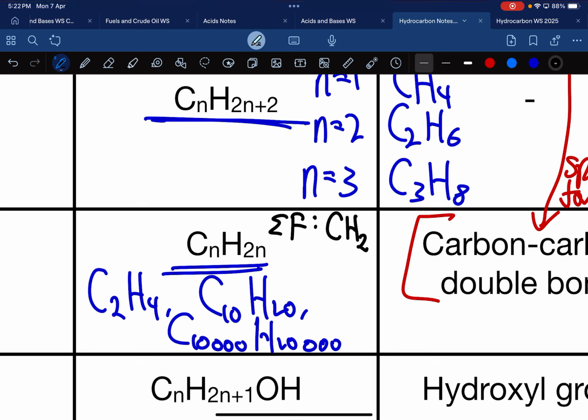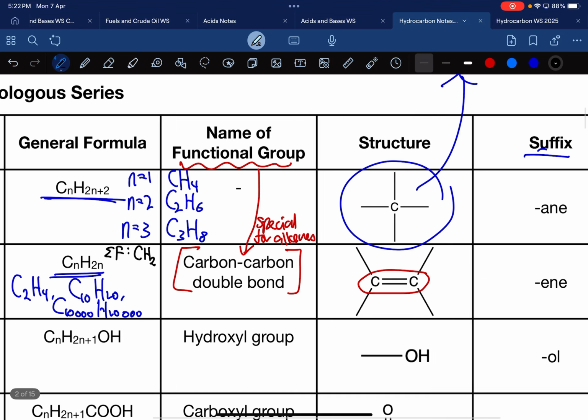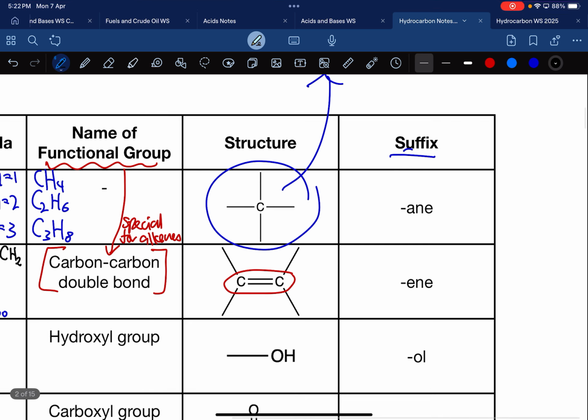What do you name the compound with 10,000 carbons? I said theoretical, right? A hypothetical scenario. There probably is a compound, but I don't know its name. 10,000 carbons. Okay, just examples, alright? So alkanes end with -ane, alkenes end with -ene.